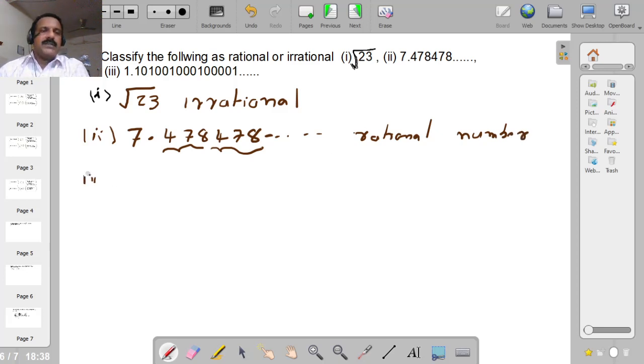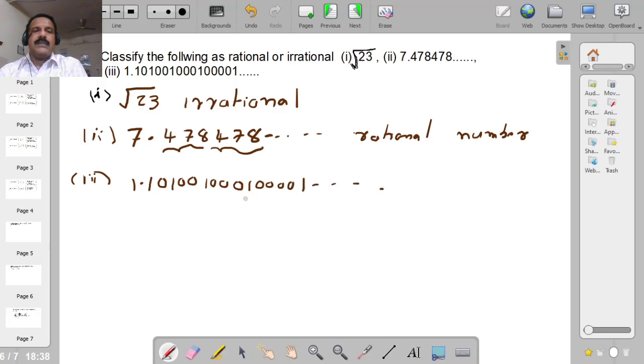The third problem is 1.1001000100001... See, this is non-terminating, but no block is getting repeated again and again. This is non-terminating, non-recurring. So it is an irrational number.